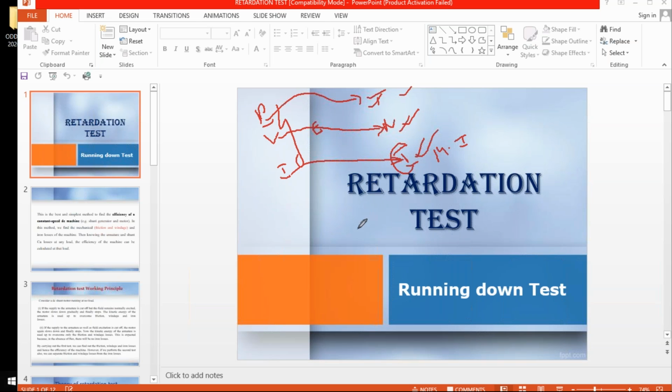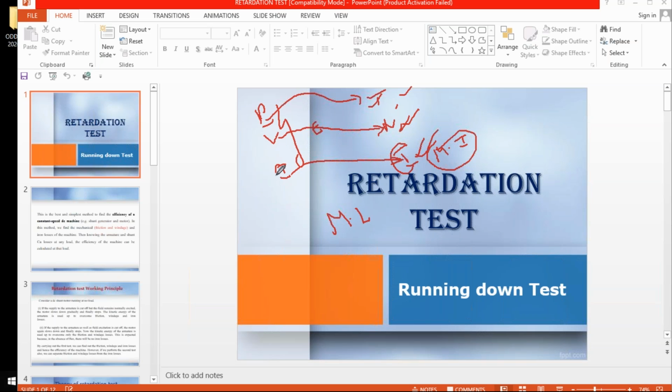Now, by using this retardation test we are going to find the mechanical losses in terms of moment of inertia. Why? Because this parameter alone creates the other two parameters, speed and torque. If the moment of inertia is not right, we can't get the required speed and torque. So moment of inertia is a primary parameter. Due to this parameter we can control the speed and torque. In the same way, by using the current we can control the voltage drop and power.